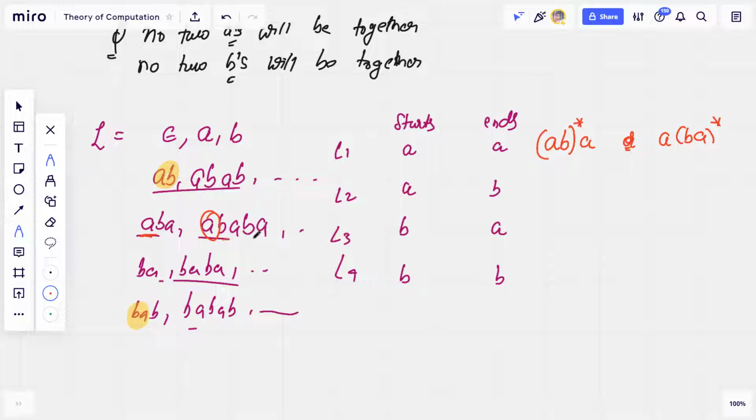A followed by any number of Bs, yeah, that's fine. We can write it that way. Cool. So there are two regular expressions for this language that start with and end with A, for this L1.